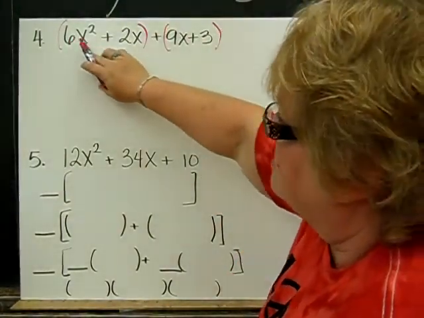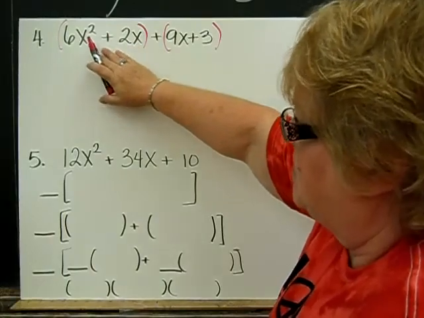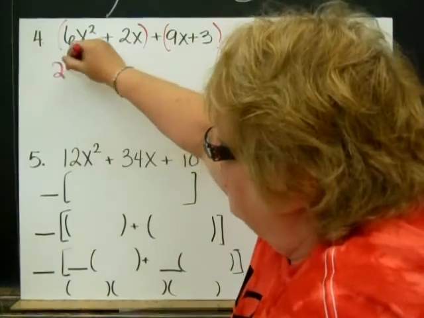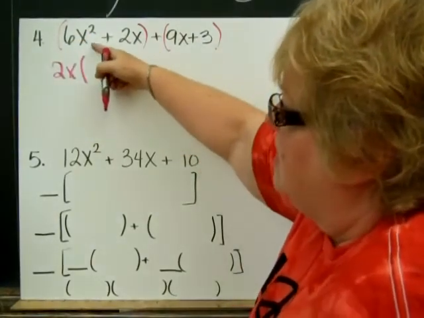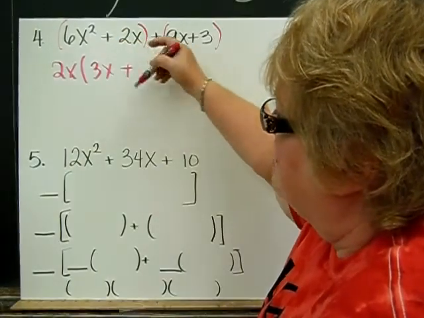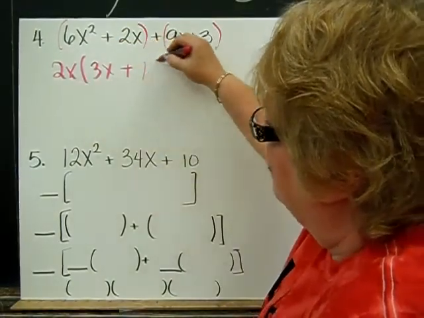and then look for a greatest common factor just in the expression with the binomial. So 6x squared and 2x, our greatest common factor would be 2x. When we divide that by 2x, we get 3x plus 2x divided by 2x would give us 1.